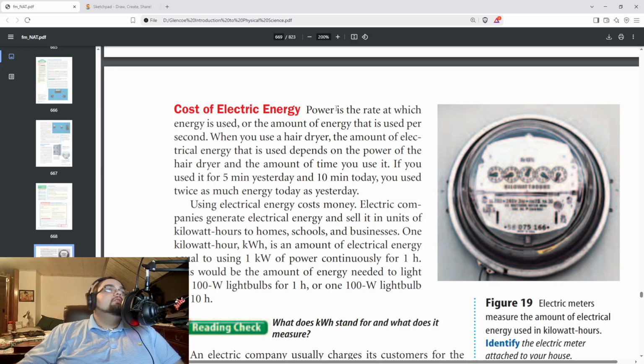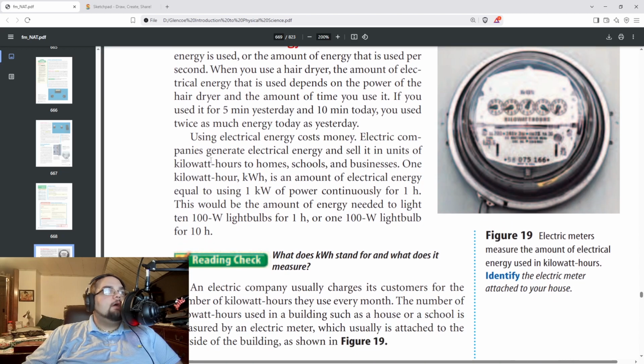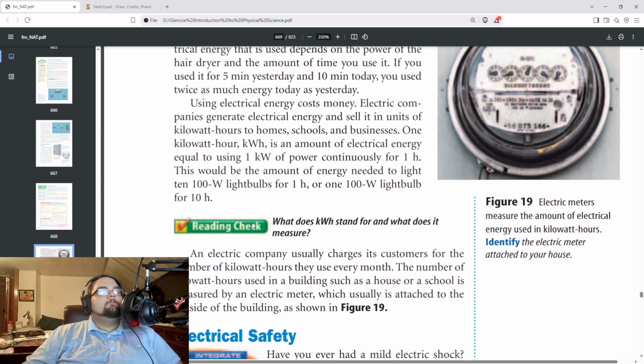All right. Using electrical energy costs money. Electrical companies generate electrical energy and sell it in units of kilowatt hours, so 1,000 watts every hour. They sell it to homes, schools, and businesses, any place that uses electrical energy. 1 kilowatt hour is the amount of electrical energy used by 1 kilowatt of power in a continuous hour. This would be the amount of energy needed to light ten 100-watt light bulbs for an hour, or 100 light bulbs for 10 hours.